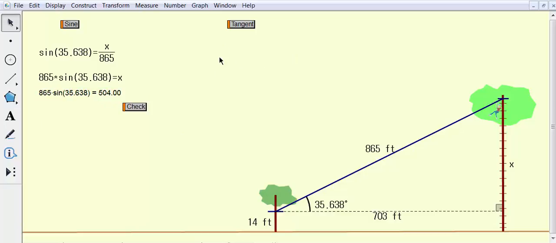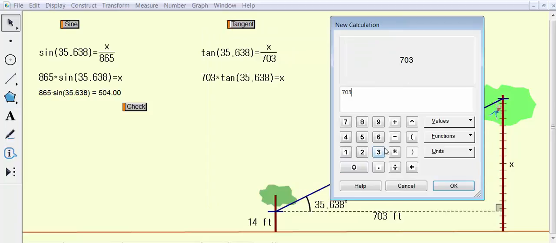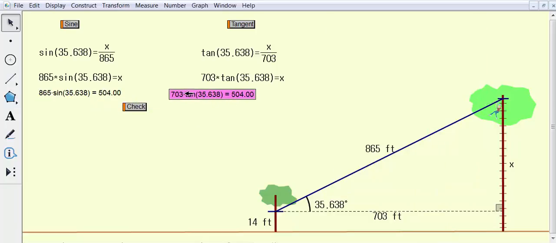Let's see if we get the same answer with tangent. So, using tangent, we're going to have the tangent of 35.638 equals x, the opposite side, over 703, the adjacent side. Like in sine, we're going to multiply both sides by 703. Let's calculate this. 703 times the tangent of 35.638. Whoa! It's the same thing! Both of these functions gave us 504. Well, let's triple check this.